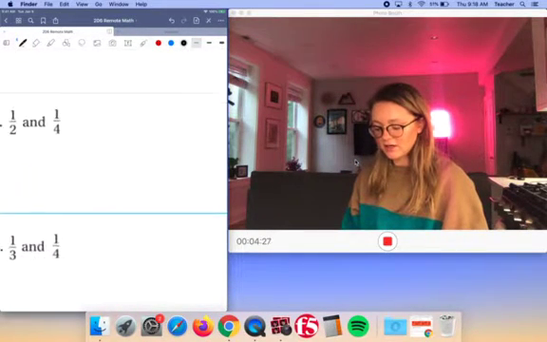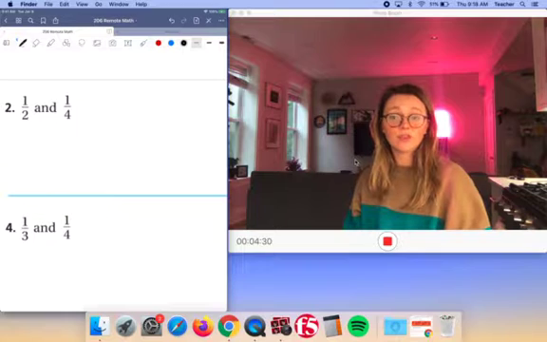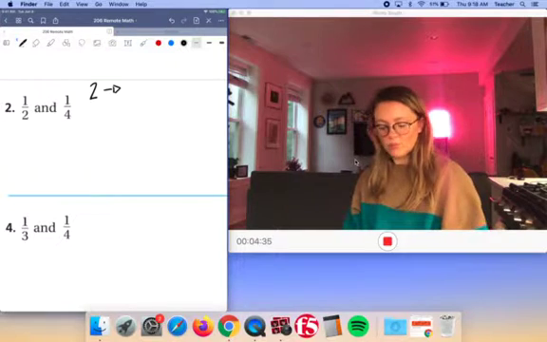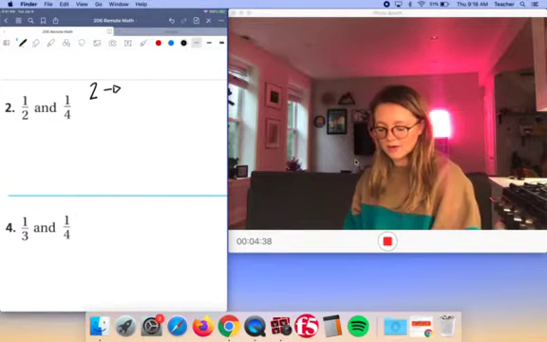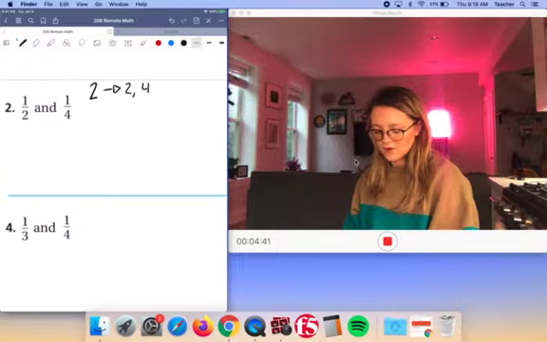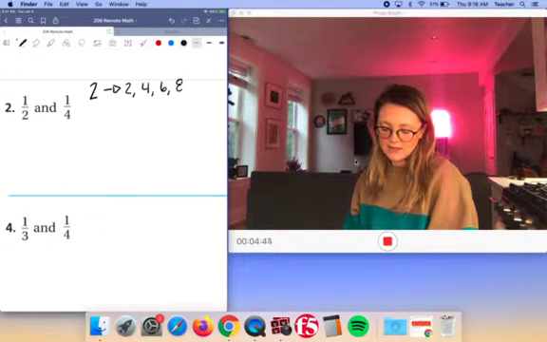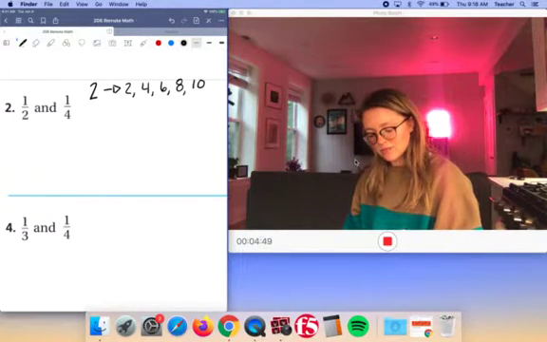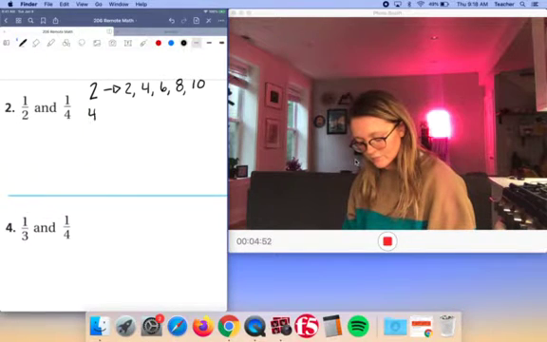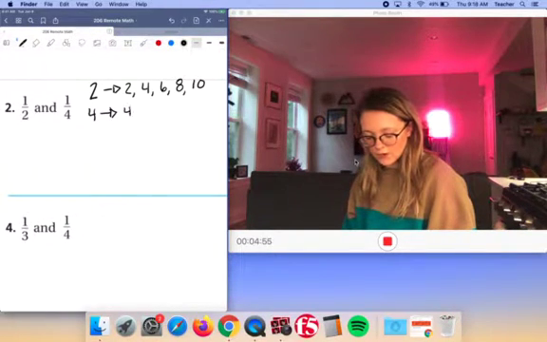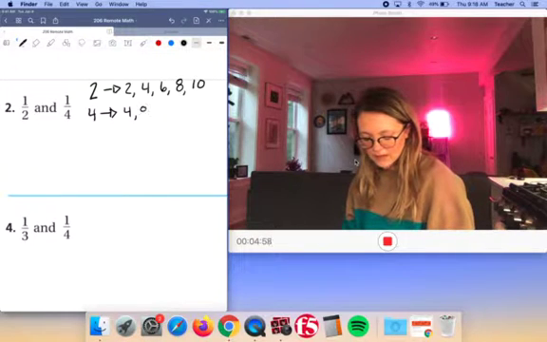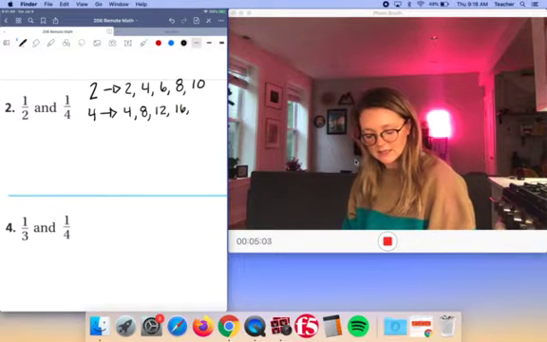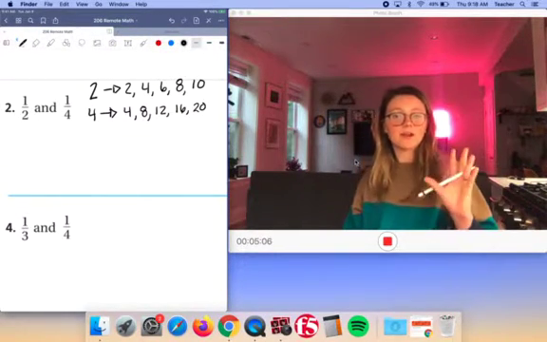So let's start here. We're looking at 1/2 and 1/4. And what we're going to do today is I'm going to list multiples of 2. So I know it goes 2, 4, 6, 8, 10. I'm going to stop there for now. And then I'm going to list the multiples of 4. 4, 8, 12, 16, 20. I'll stop there also.